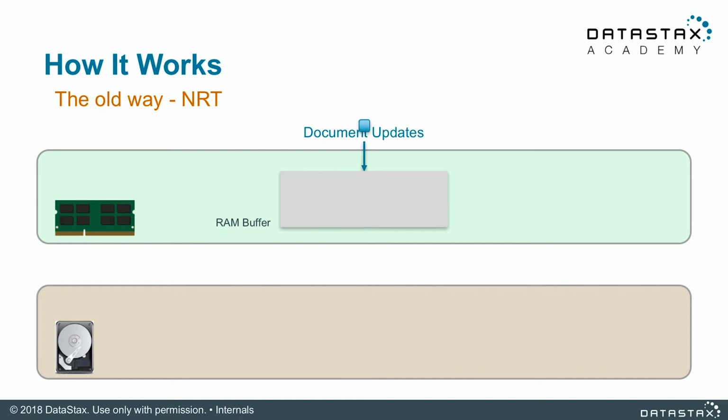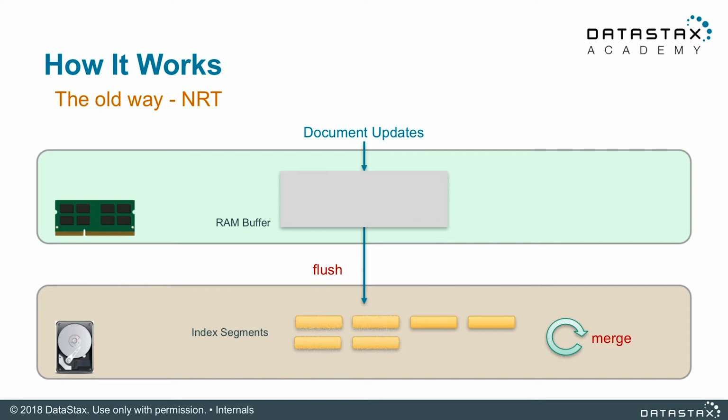Let's first review what happens using near real-time indexing. When documents are updated, they are added to the in-memory RAM buffer. A soft commit may be triggered from several different events, such as auto soft commit max time, and the updated documents will be flushed to disk as a new index segment. As the segments increase, a merge can be triggered, which will combine multiple segments together into one larger segment. Only the documents written in the index segments are searchable when retrieving results for a search query.